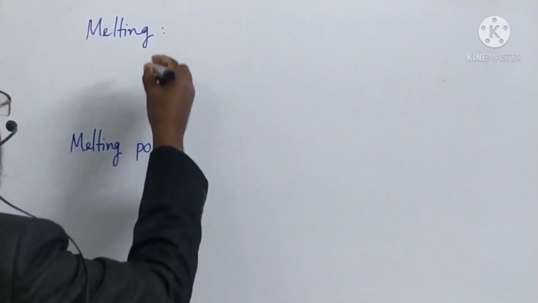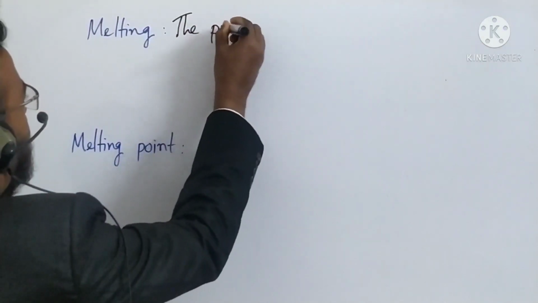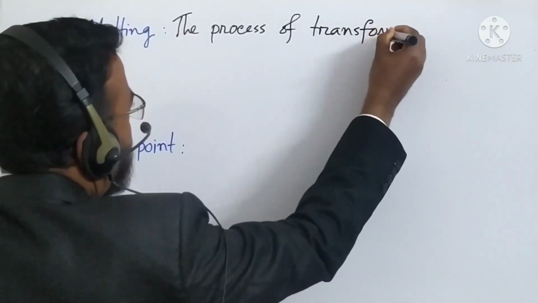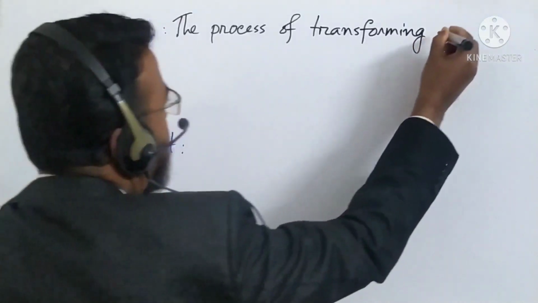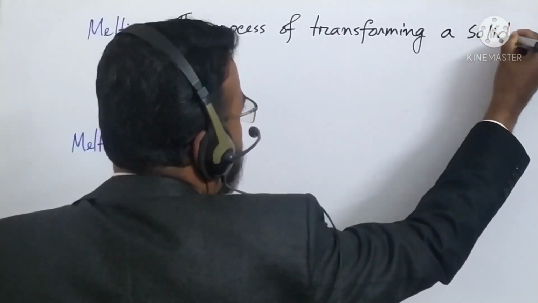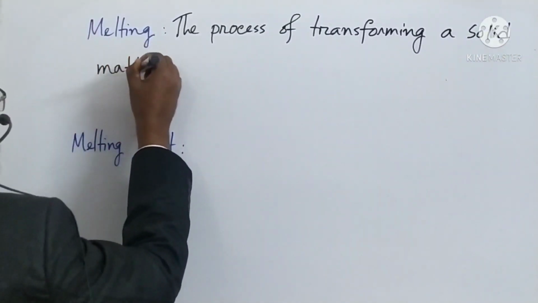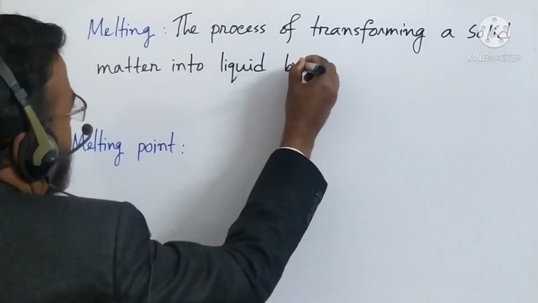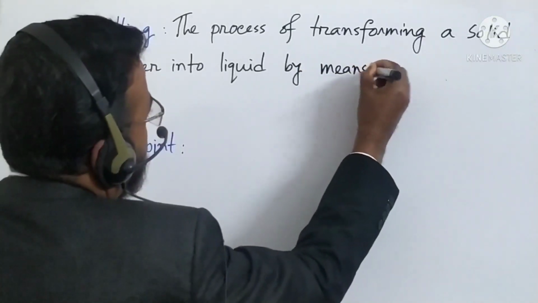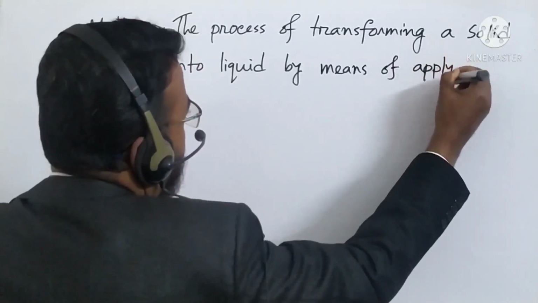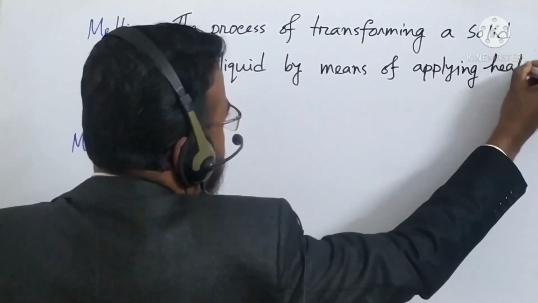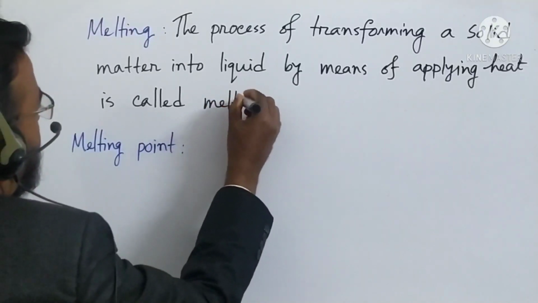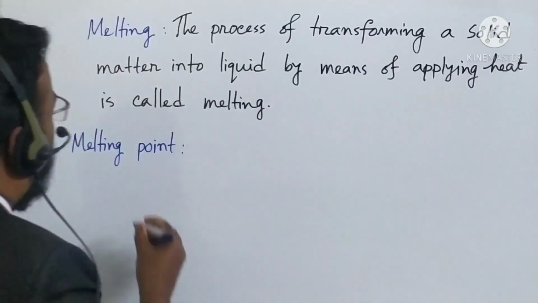Okay, dear students, now melting. The process of transforming a solid matter into liquid by means of applying heat is called melting. Okay, now what is melting point?